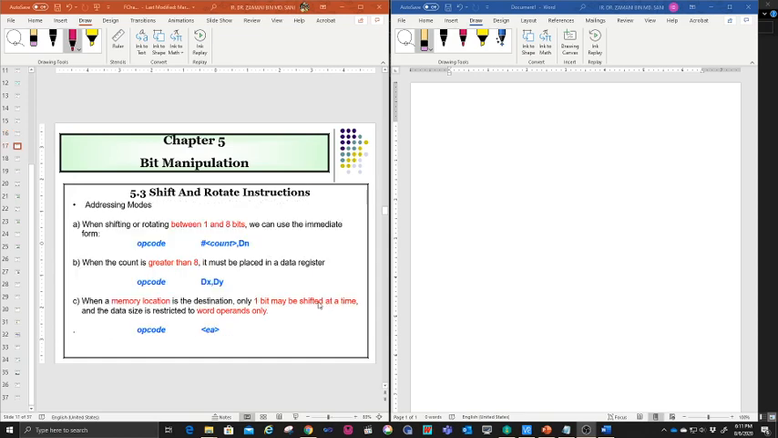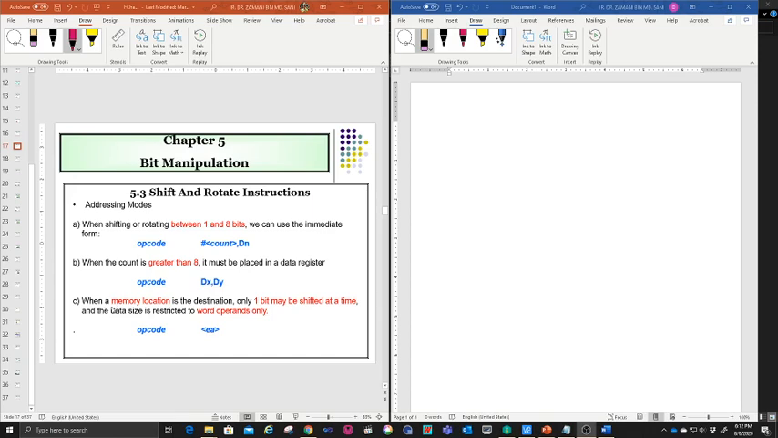Okay, let's look at the extra things. When shifting or rotating between 1 and 8, we can use the immediate form, which is this one: the opcode and the count, then the data register. When the count is greater than 8, it must be placed in a data register, because here you can only put up to 8. If you need to do more than 8 shifts or rotations, you must use a data register and put the number inside there.